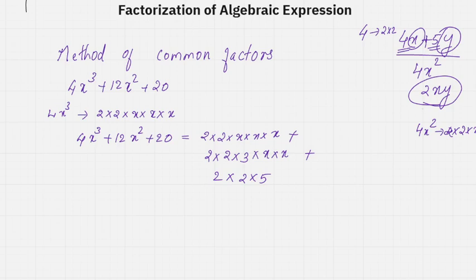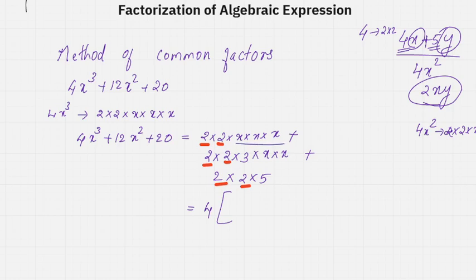Now, what are the common factors here? We can see that here 2 is common, here also 2 is there, here also 2 is there. So all three terms have 2 common, and again here also 2 is there. So we have a total of 4 as common in all three terms. So we can take that common, so 4 will be common.